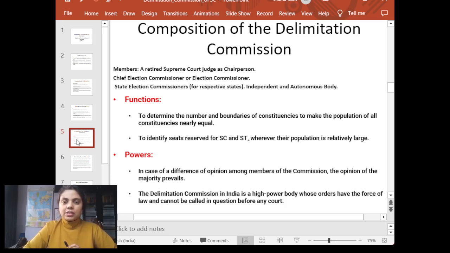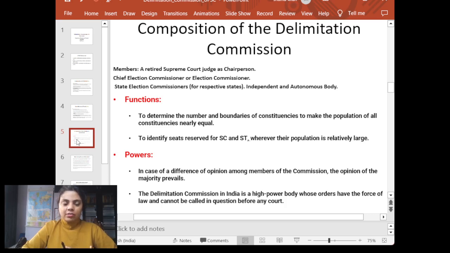Next we are going to see the function. What is the function? We have already seen that their function is to determine the number and boundaries of constituencies. They have another role also, to identify the seats reserved for SC/ST wherever their population is relatively large. Then we are going to see the powers of this delimitation commission. If there is some difference of opinion between the members, they will try to take the opinion of the majority.